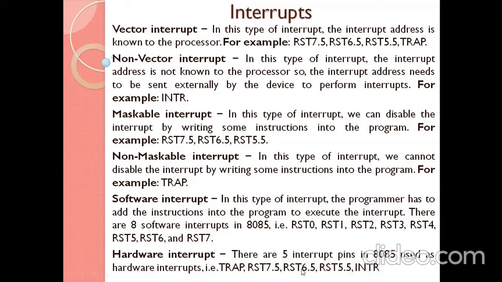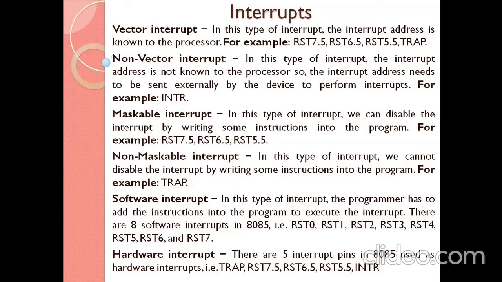Hardware interrupt means in the microprocessor there are 5 pins: Trap, RST 7.5, 6.5, 5.5, INTR. In these particular pins, if any high signal comes, a clock signal comes, then an interrupt will occur. This is called a hardware interrupt.